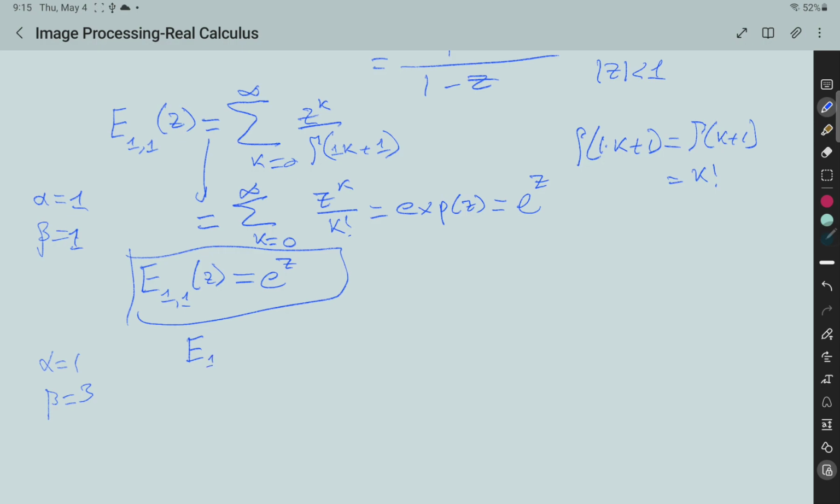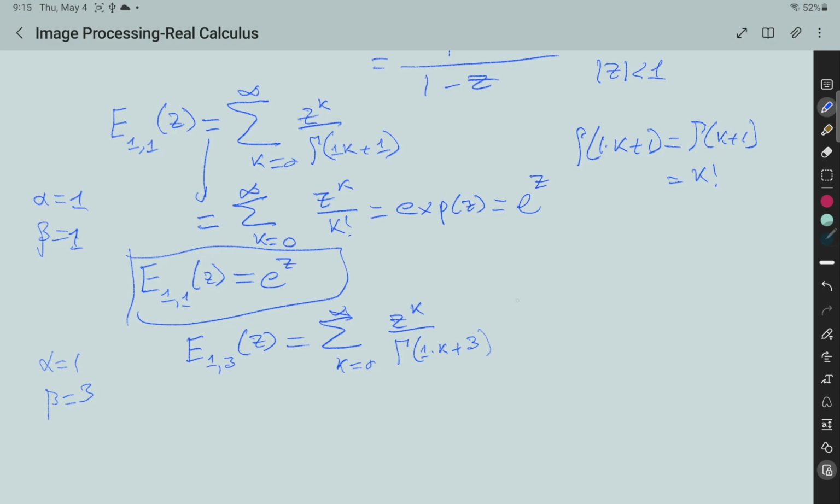So it'll be E with 1, 3. The argument is still z. Okay. So the sum going from 0 to infinity, I have z raised to the k power divided by the gamma function. The gamma function here is 1 times k plus beta, but beta is equal to 3.